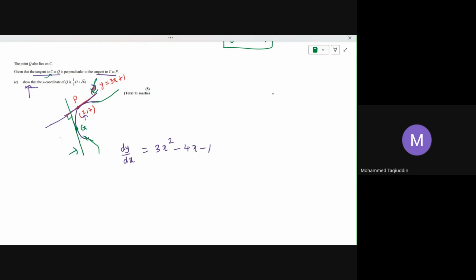When two lines are perpendicular to each other, the product of their slopes is equal to -1. Do you know this? So if there is a line 1 or any tangent or a line, it can be anything. If this has slope m1, and suppose this has m2, if they are perpendicular, the product of the gradients is equal to -1.